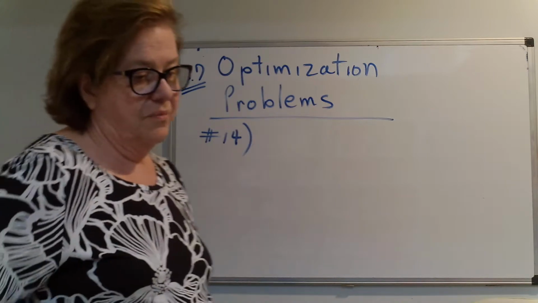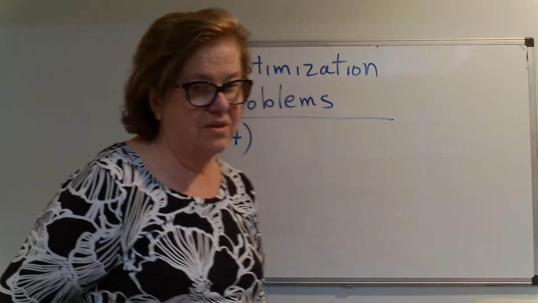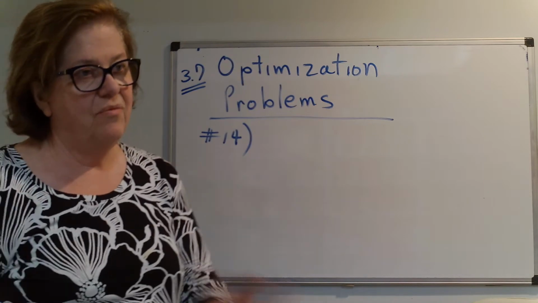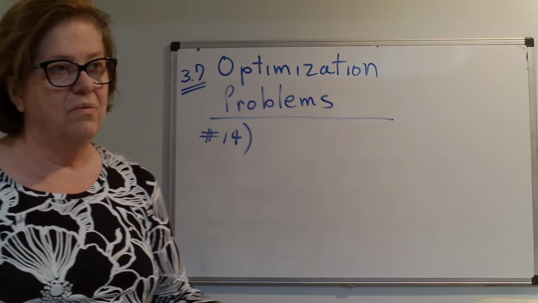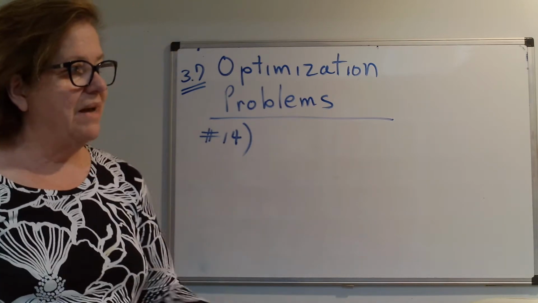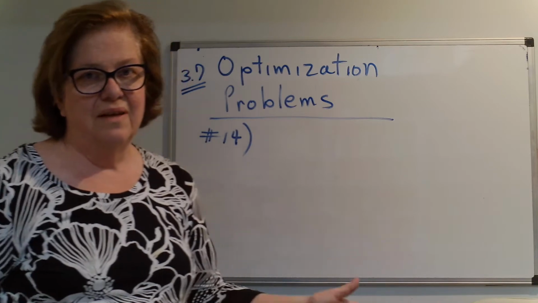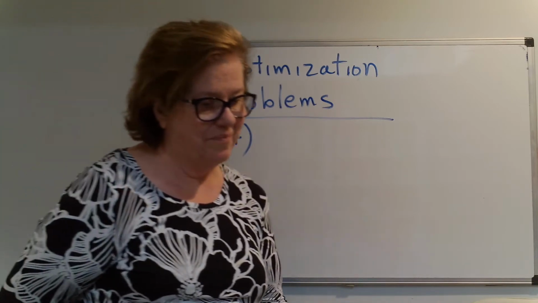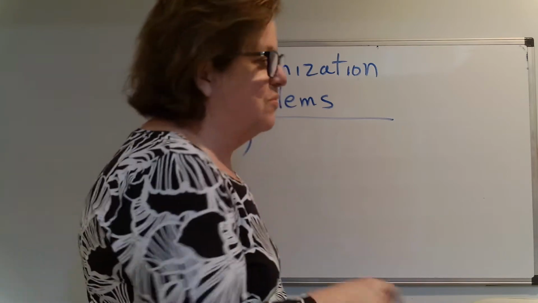We're going to start with problem 14 from section 3.7, which is a classic. Every calculus student who's ever taken calculus in the whole world, back to Newton, had to solve this kind of problem. You have a box with a square base.